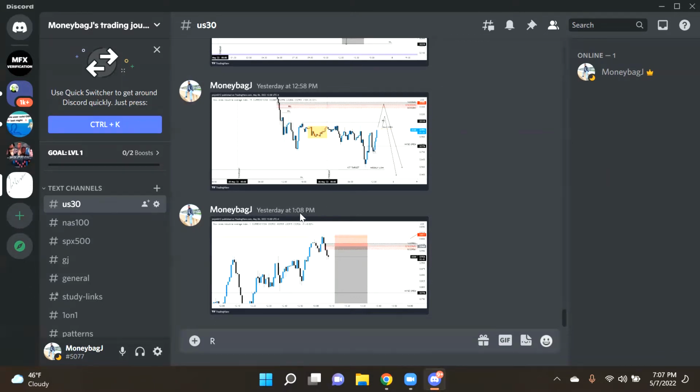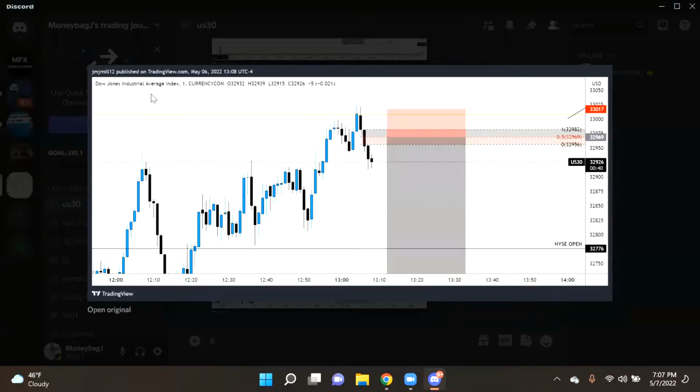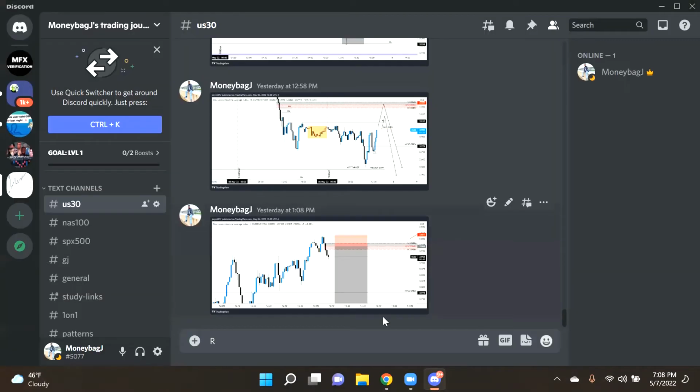I did this yesterday at 1:08 p.m. Right, and this is on the Dow Jones Industrial Average Index, also known as US30. As you can see at the timestamp at the top, it says May 6, 2022, 13:08. That's 1 o'clock p.m. Eastern Standard Time. I just want to show you guys the before, and I also want to break down exactly why I wanted to take this trade. So without further ado, let's get into it.